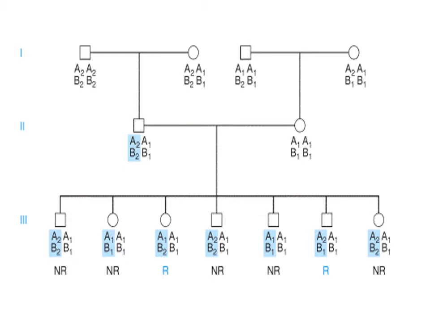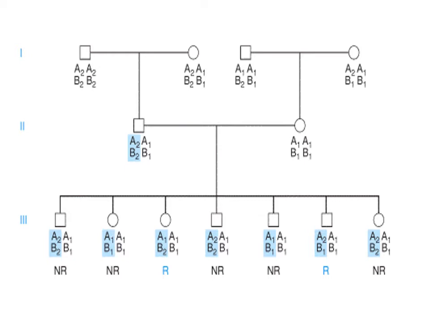Okay. So the next child is recombinant because they're A1, B2. They're not A2, B2, they're A1, B2. The next child is non-recombinant also. He is A2, B2. The next one is also non-recombinant, A1, B1. But the next son is A2, B1, which is recombinant. There's been a rearrangement of the parental alleles as a result of meiosis in his father.